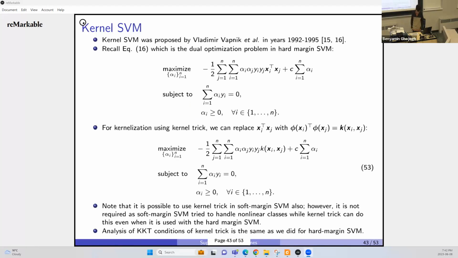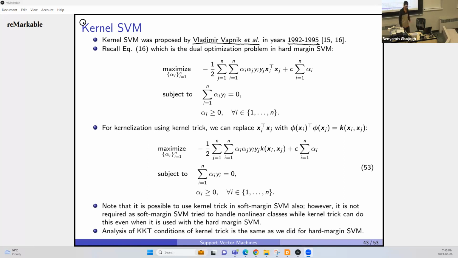What does it do? The kernel SVM was proposed by Vladimir Vapnik et al. in the years 1992 to 1995, and those are the years when they were in competition with neural networks. I told you that in the previous session, I'll tell you this time too. Vapnik was very good in mathematics.